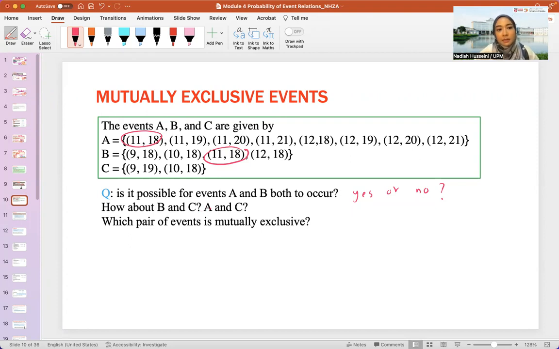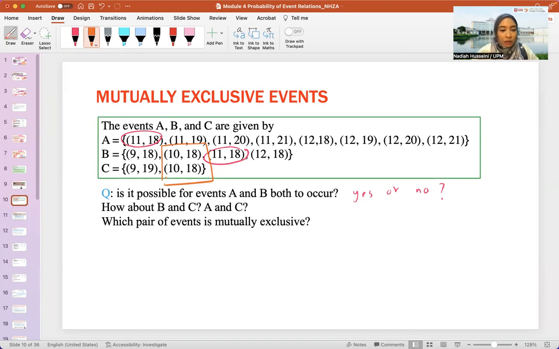Can it happen at the same time? Yes or no? Yes, they have an outcome that is the same. Again, if the engineer chooses 10 ohm from the first box and 18 ohm from the second box, event B and event C are satisfied. What is event B? Event B is resistor number 2 less than 19, right? And C is the sum of the resistors must be 28.